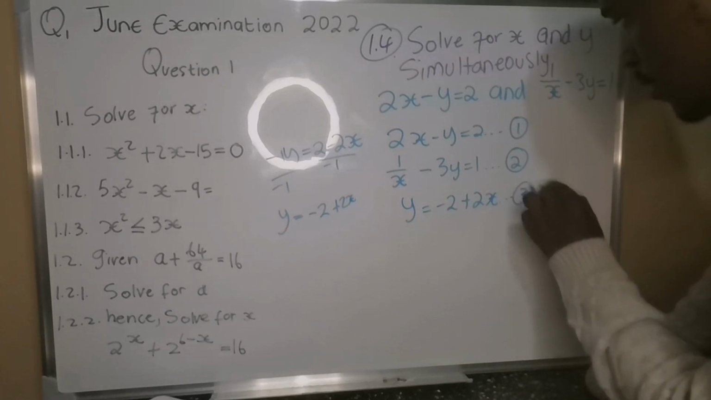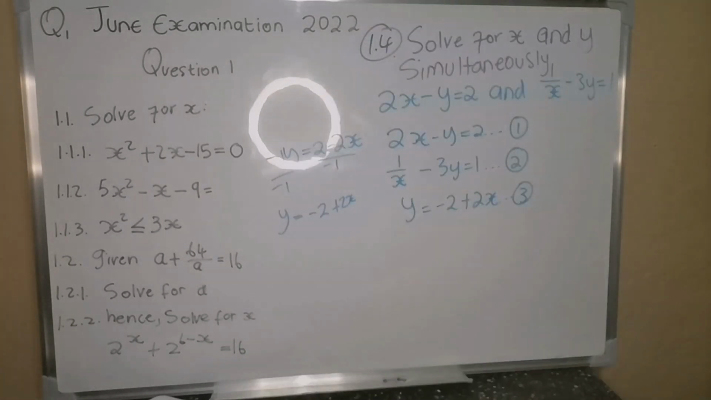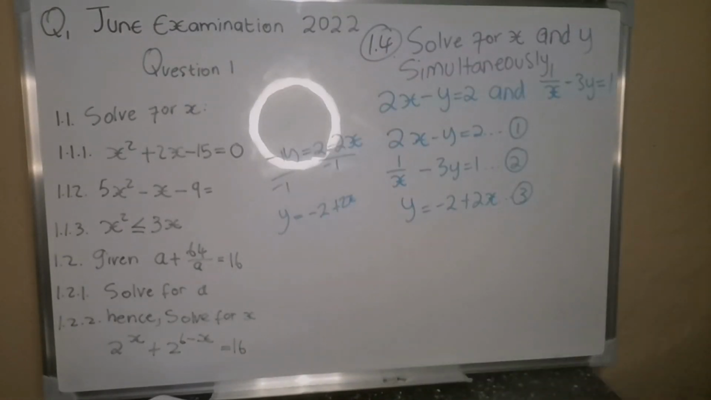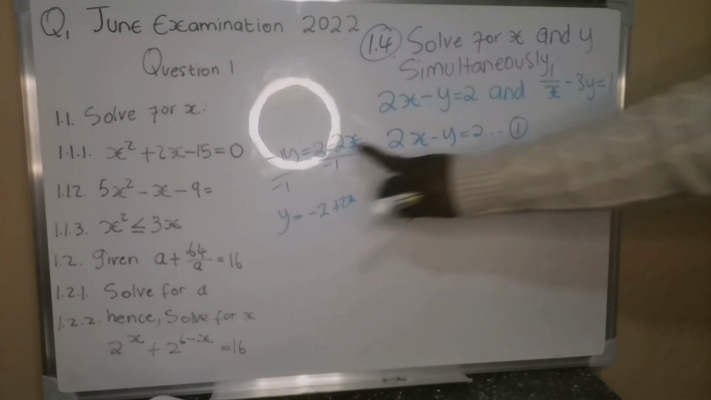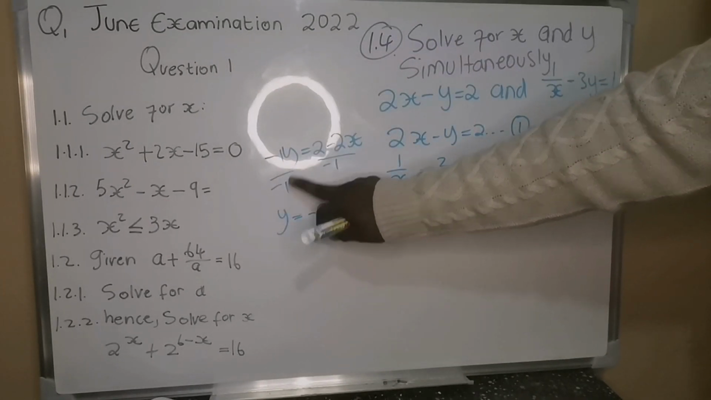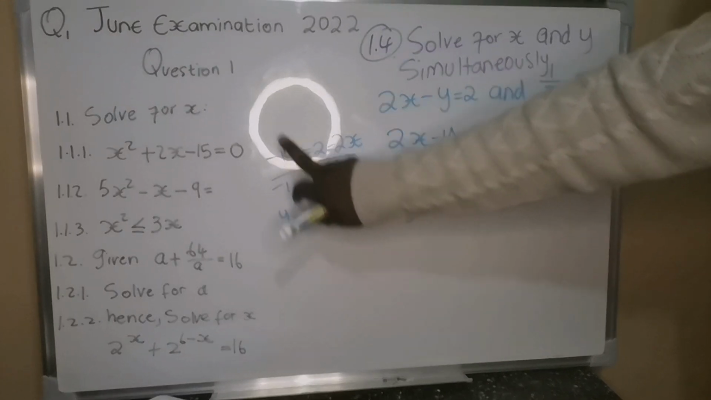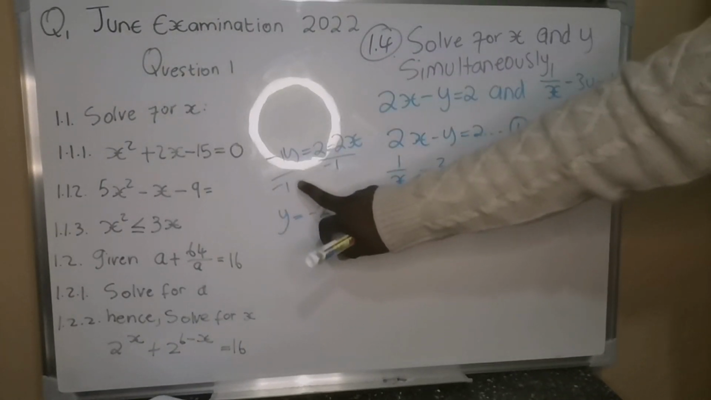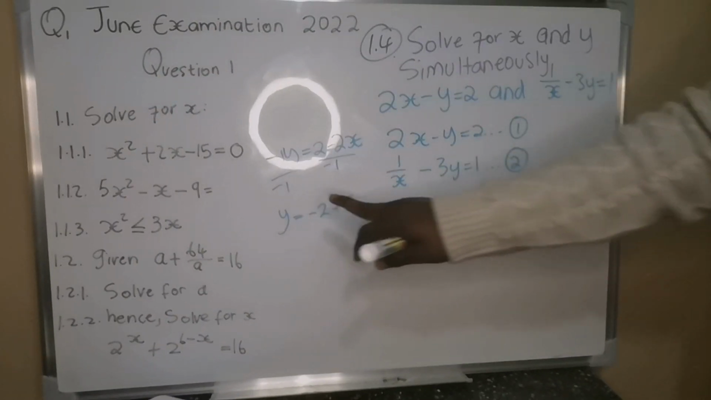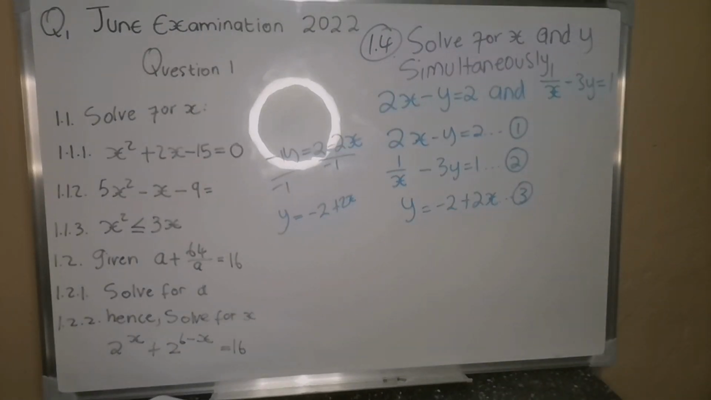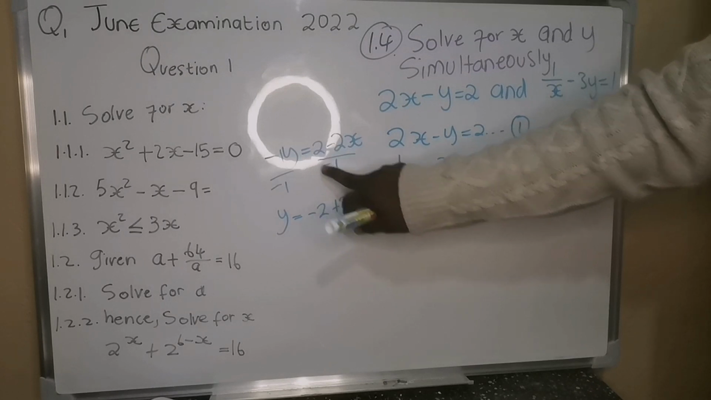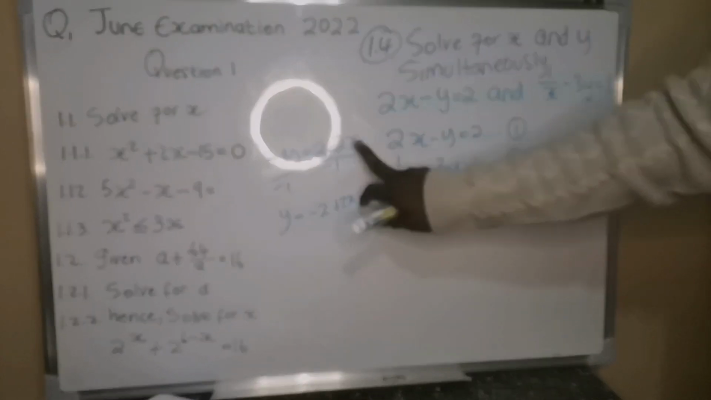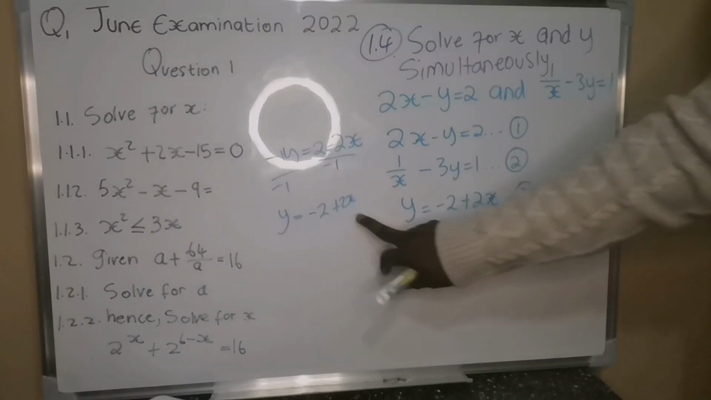This is my equation number 3. I hope you can understand what's happening here. I just transpose this 2x to the right and divide both sides by negative 1, because I found this negative 1 when I left negative y on the left as my subject of the formula. Then I said 2 divided by negative 1 is negative 2, and negative 2x divided by negative 1 is positive 2x.